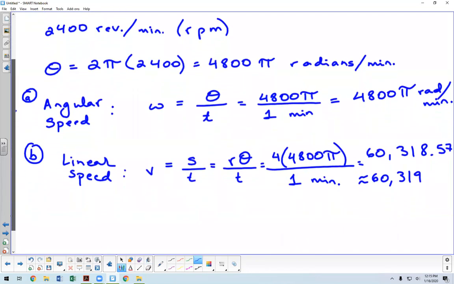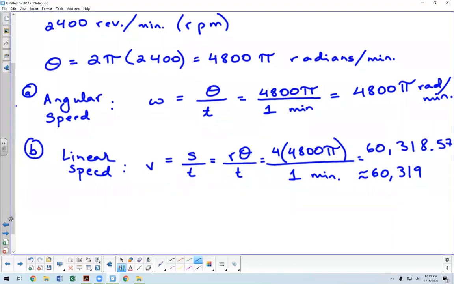Now, what do you think your unit of measurement for this guy is going to be? Inches per minute. Yeah, very good. That's a lot of linear speed if you think about it, because again, we're talking about a saw blade, which is going to be a pretty small length. So that's giving you quite a bit of linear speed here, 60,319 inches per minute.